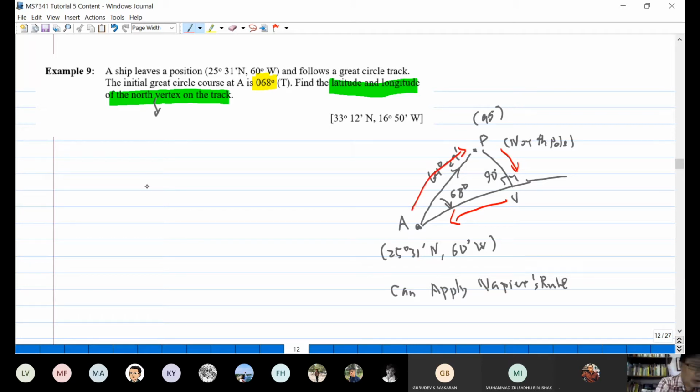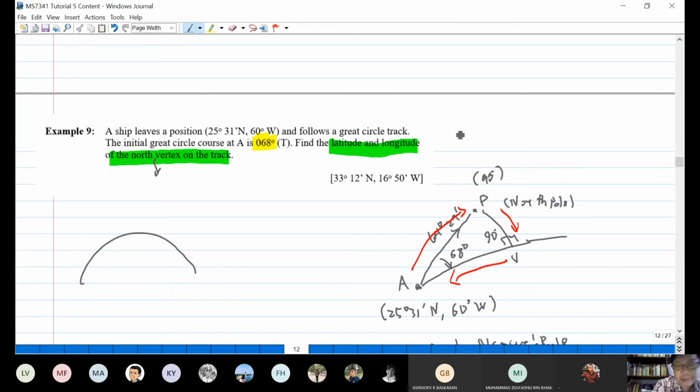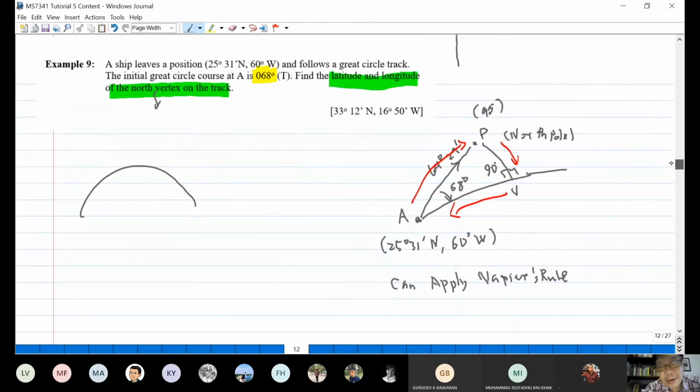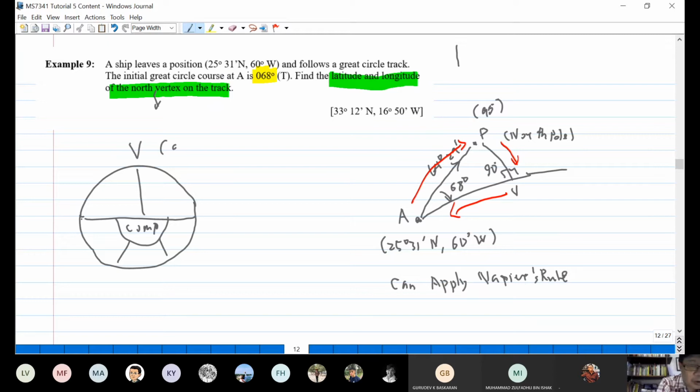So if you want to draw the Napier's wheel, it will look something like this. The Napier's wheel will consist of 5 parts. Upper half, 2 parts. Lower half, 3 parts. And the center is the vertex V, which is 90 degrees.